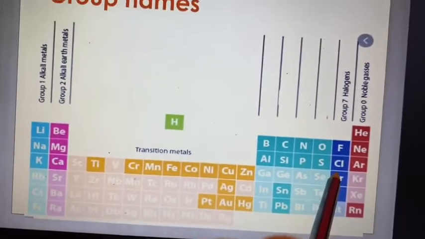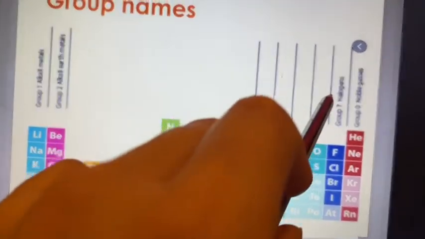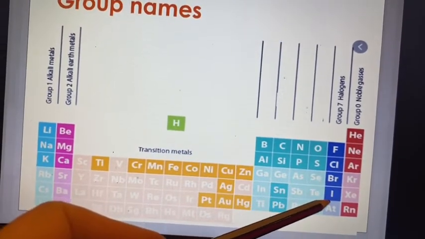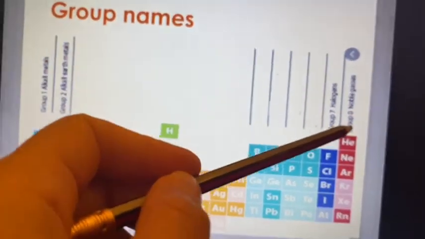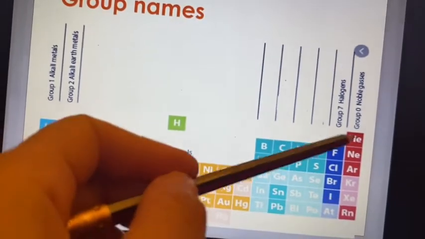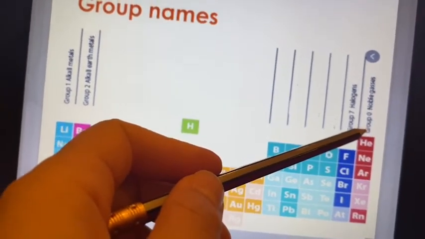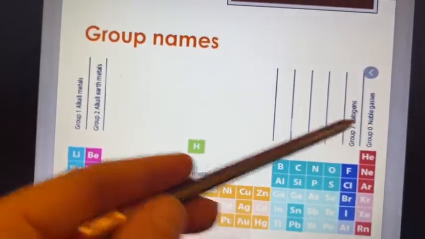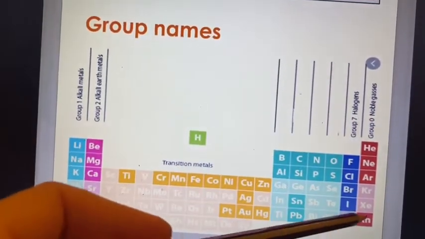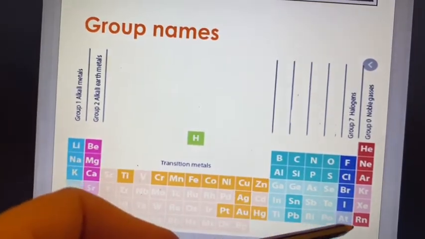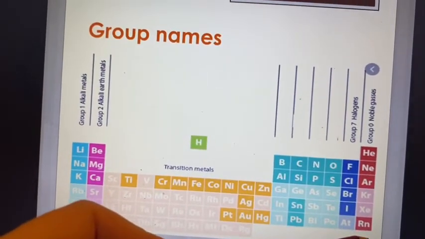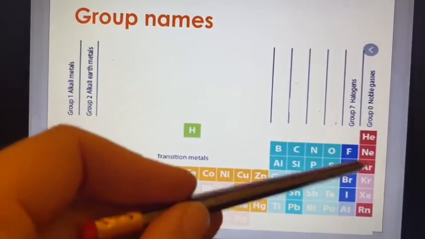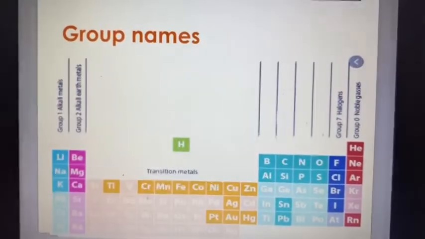Group number 7 is called the halogens. It has fluorine, chlorine, bromine, iodine, and so on. Group number 8, or it is also said to be group number 0, is called the noble gases. Why are they called the noble gases? Because they are not reactive at all. They have 8 electrons in the outer shell and they will not react. They are stable elements. That's why they are called noble gases.